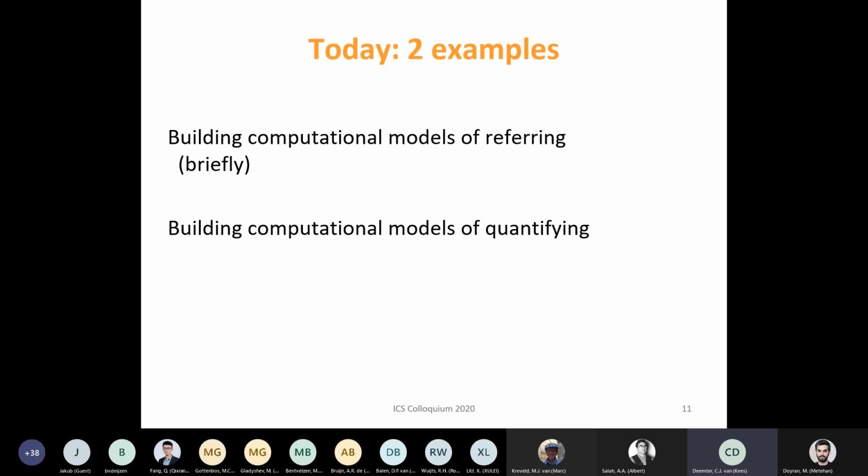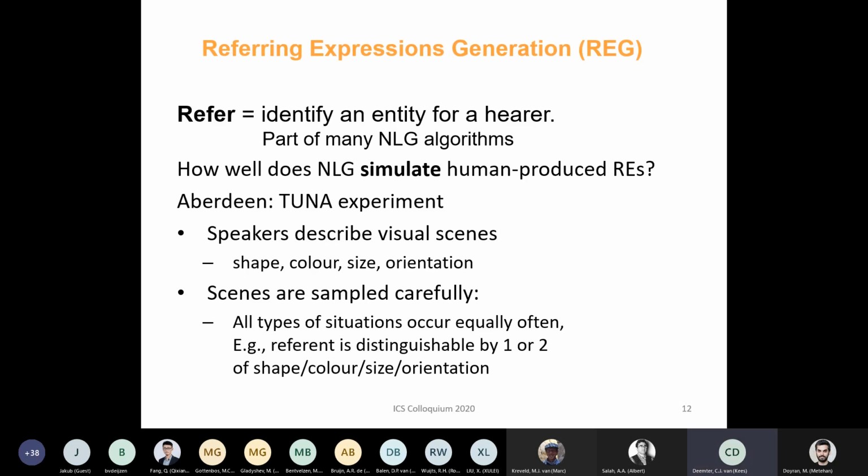One example is theories, models of referring, of when people refer to an item. I've worked on that for a long time. Now, more recently, we've started work here in Utrecht on models of quantifying, what happens when people use language to quantify over objects. So the first topic I'm trying to keep rather brief. So that's computational models of referring.